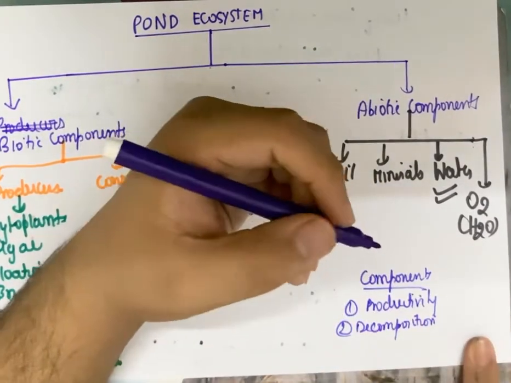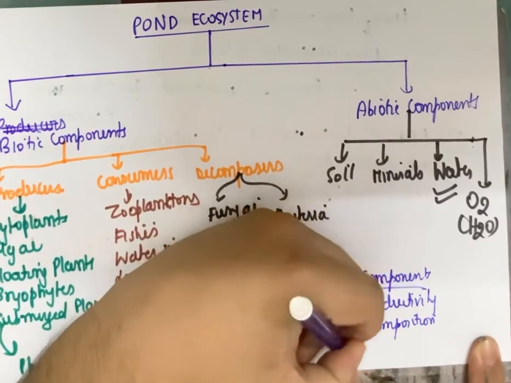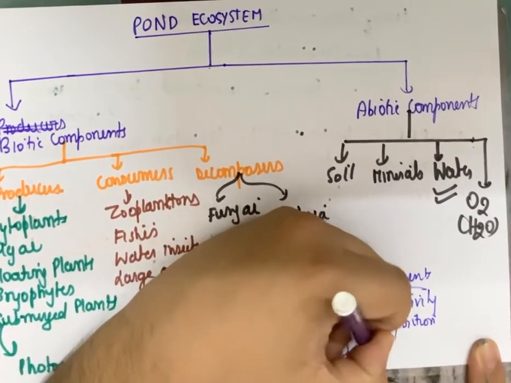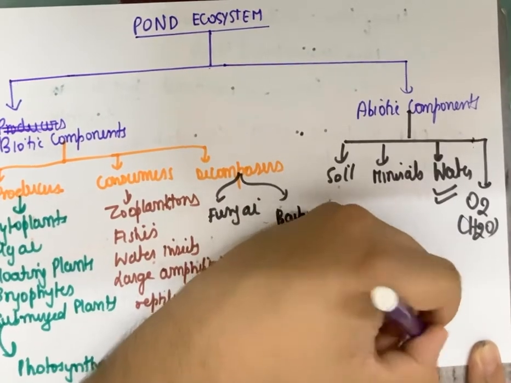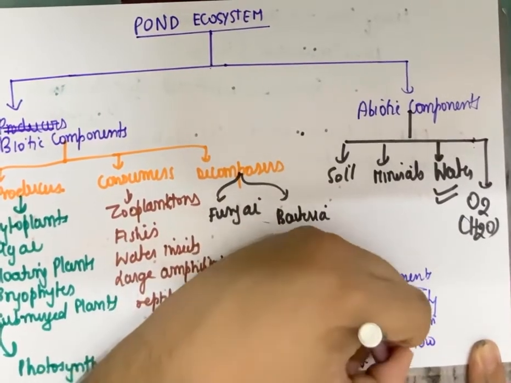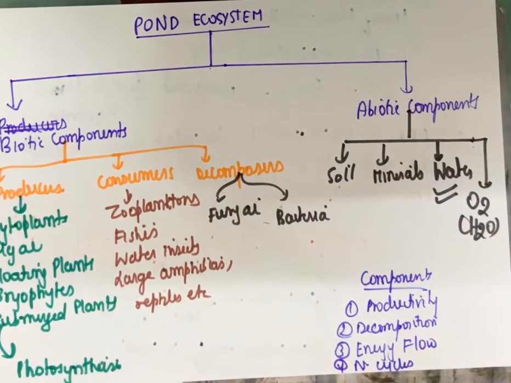In the introductory part of this chapter, you will find these terms explained. Energy flow, a special detailed video is made on energy flow as well. Nutrient cycling, again I have made videos on nutrient cycling as well. You can see them in the playlist of ecosystem class 12. Fine. Now let us try to understand how each of the 4 steps is happening in this pond ecosystem.